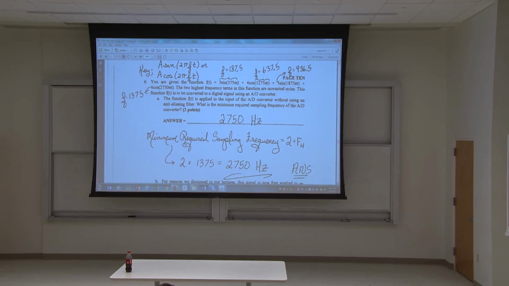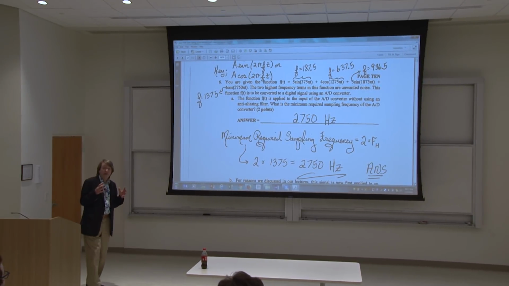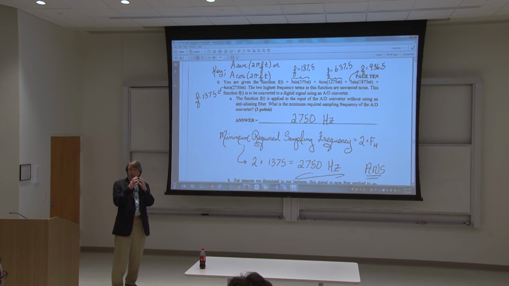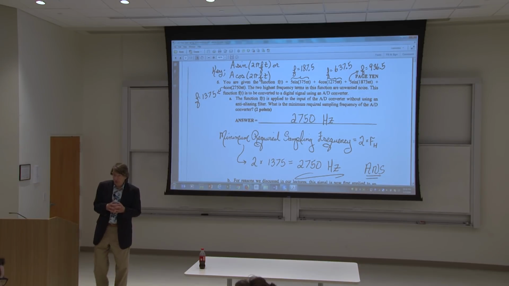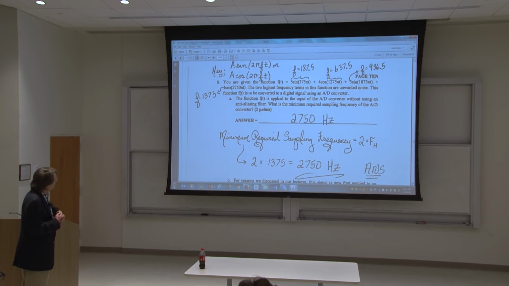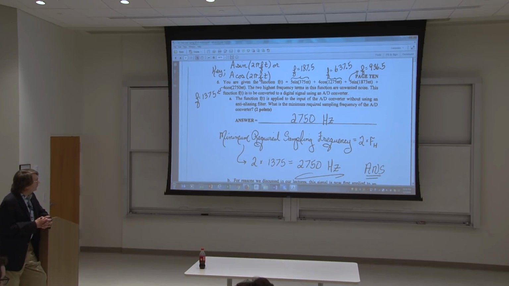All right, so this is a question that looks like it's on chapter 4, maybe chapter 5. I kind of view chapter 4 and 5 as, even though the author has it as 2 chapters, very closely related in terms of topics. So you're given a function as shown here. The two highest frequencies in this expansion are noise, so I want to get rid of the noise. We're going to convert this signal f of t to a digital signal using A to D.